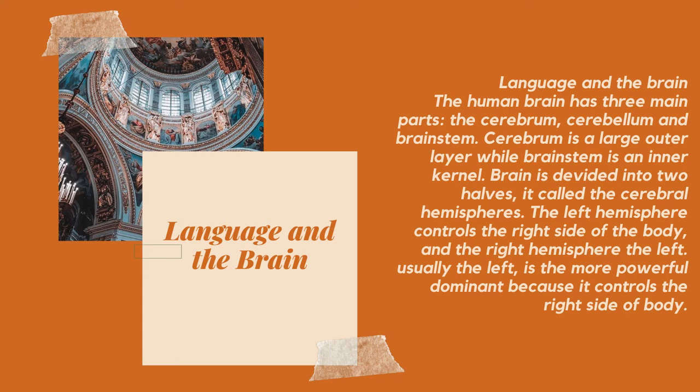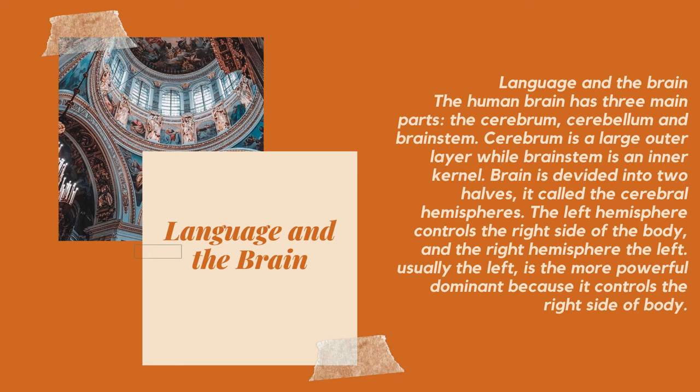Language and the brain. The human brain has three main parts: the cerebrum, cerebellum, and brainstem. The cerebrum is a large outer layer, while the brainstem is an inner kernel. The brain is divided into two halves, called the cerebral hemispheres. The left hemisphere controls the right side of the body, and the right hemisphere controls the left side of the body. Usually, the left is more powerful and dominant because it controls the right side of the body.